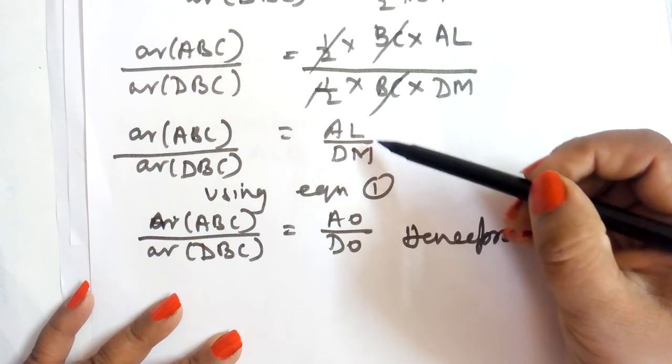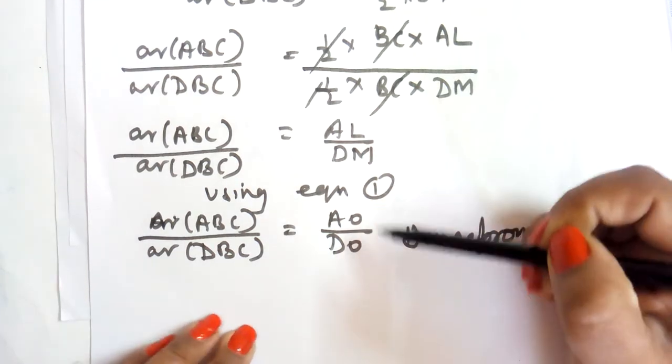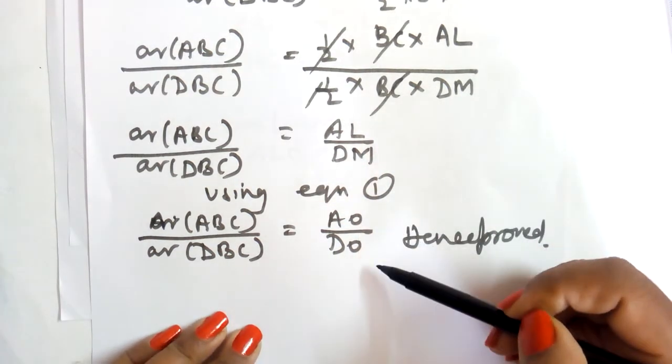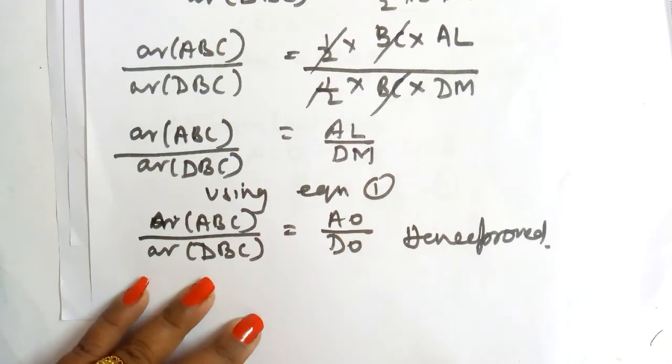So that is AL upon DM, and we have already proved that it is equal to AO upon DO. So we have proved this question number 3.